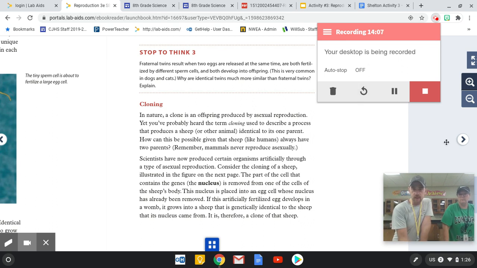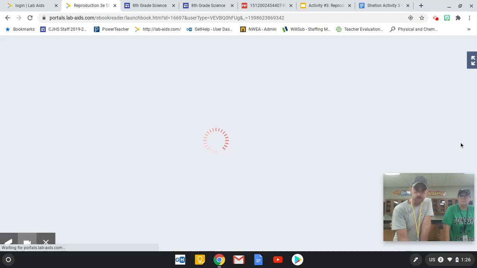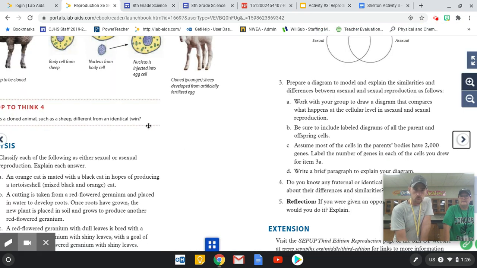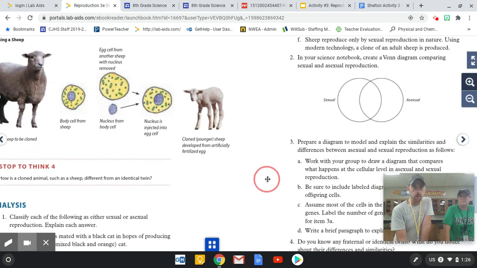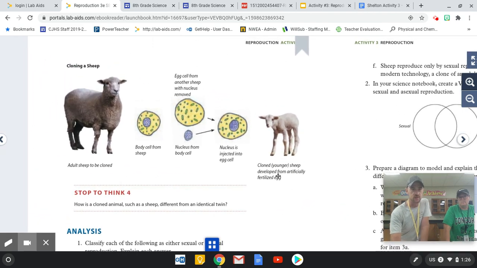So if you look on the next page here, I'm going to flip real quick. Here is the diagram of what Mrs. Shelton just read. So let's go through it real quick. So here's the adult sheep that's going to be cloned. And here's the body cell from that adult.